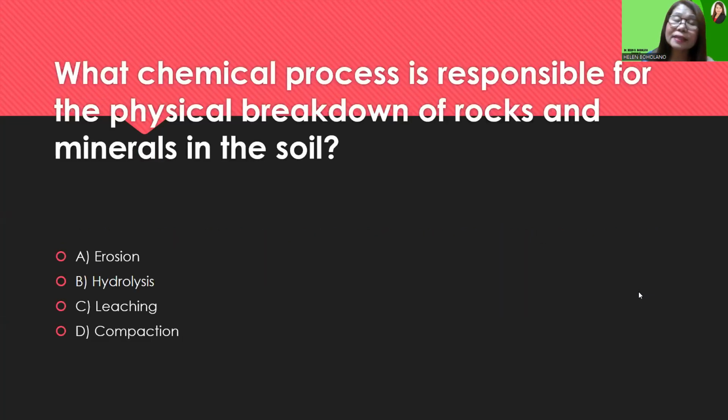Okay, next item. What chemical process is responsible for the physical breakdown of rocks and minerals in the soil? A, erosion. B, hydrolysis. C, leaching. Or D, compaction. Start answering now.